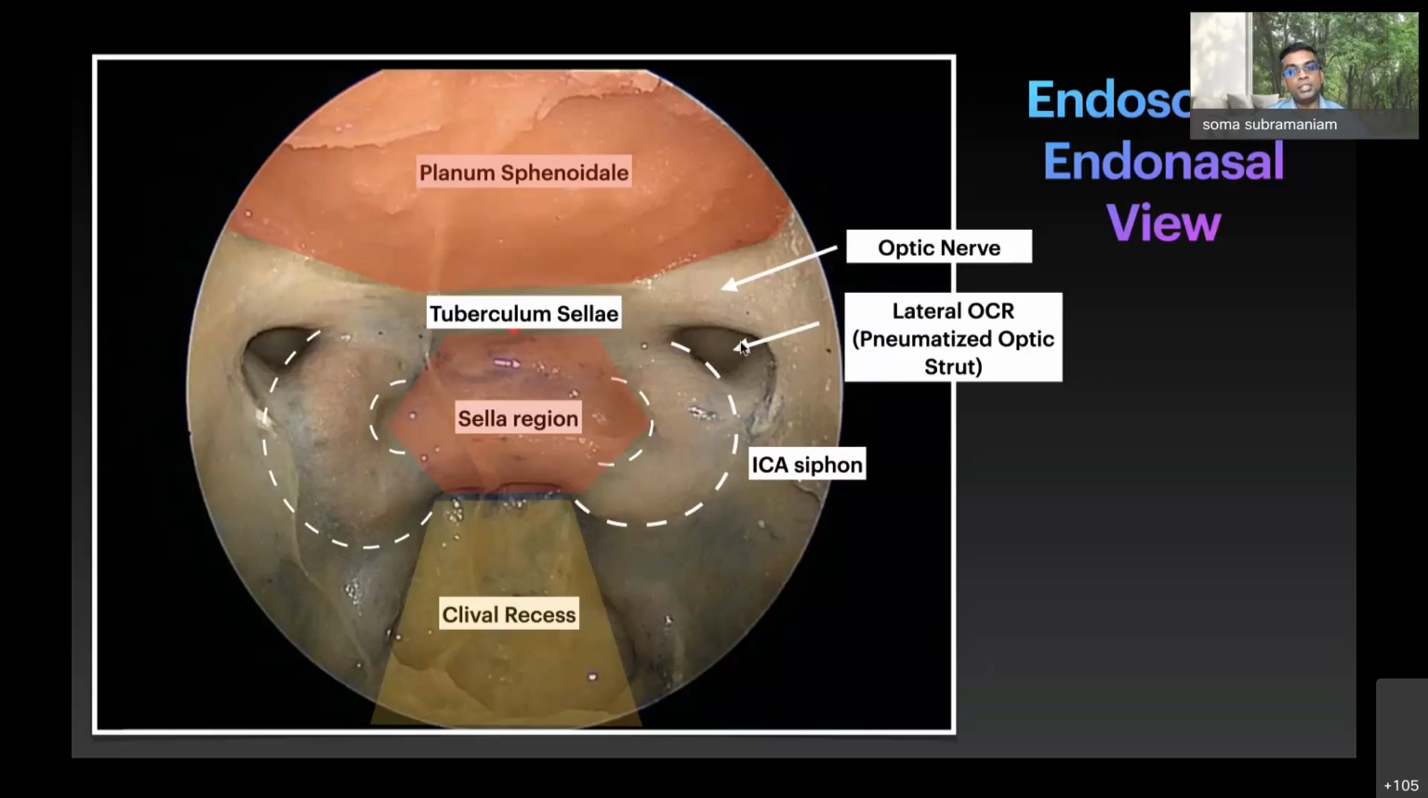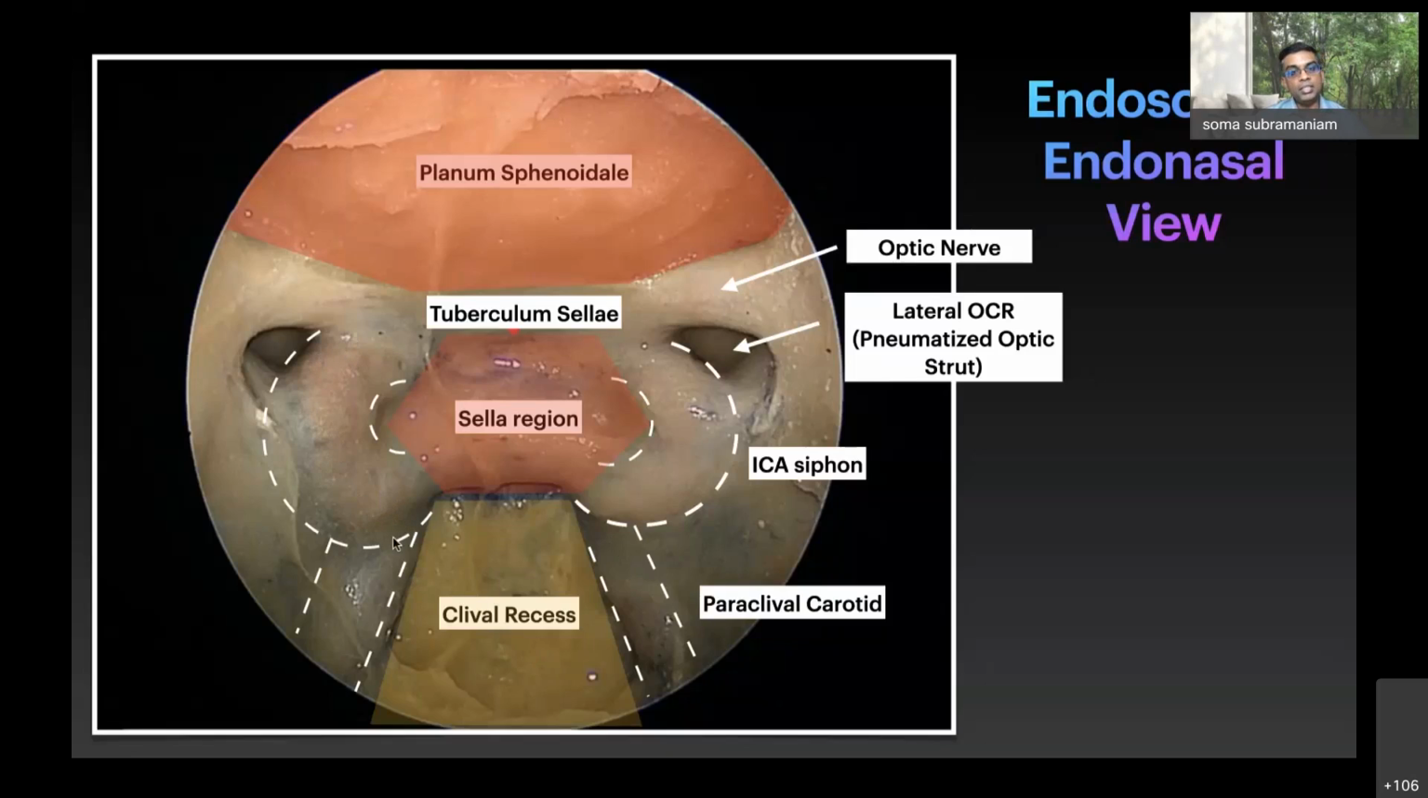So the optic strut separates the optic canal from the superior orbital fissure, which is just lateral and inferior to the optic canal. You can see here a very nicely pneumatized optic strut forming the lateral OCR. Completing this picture is the paraclival carotid on both sides. And these are the main landmarks on the posterior wall of the sphenoid sinus that everyone should look for and be careful of. Be aware that this cavernous carotid bone is sometimes dehiscent.